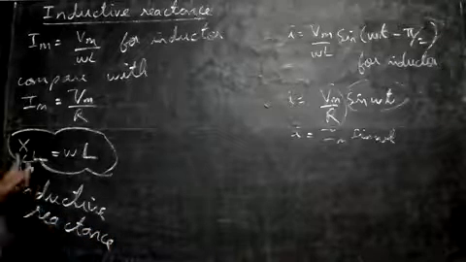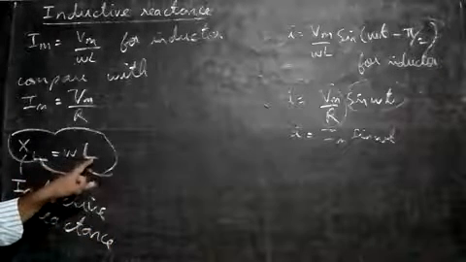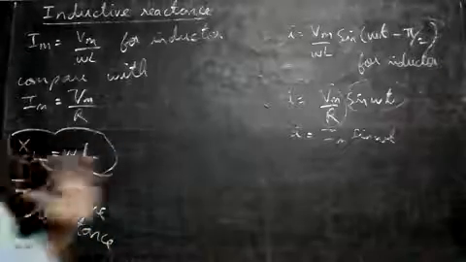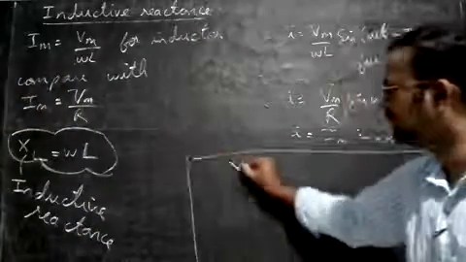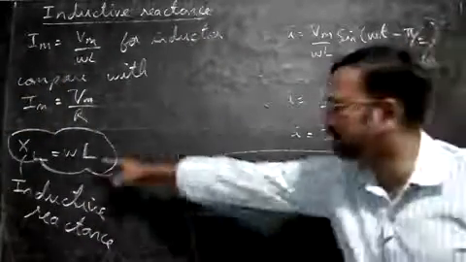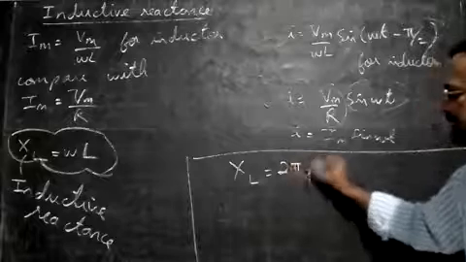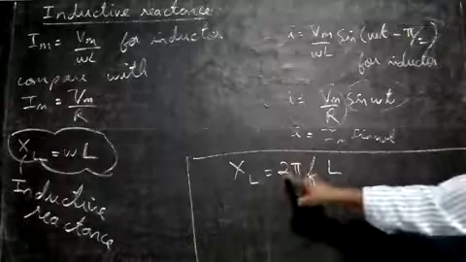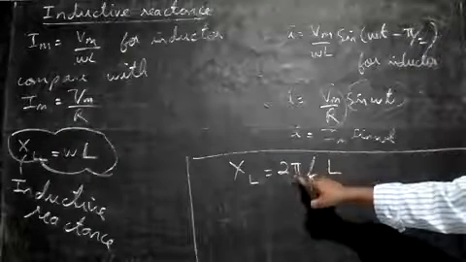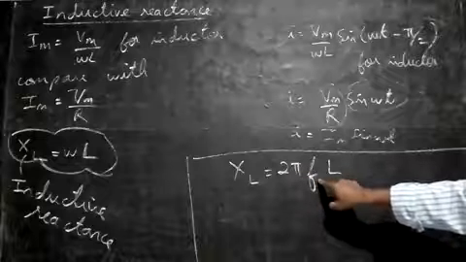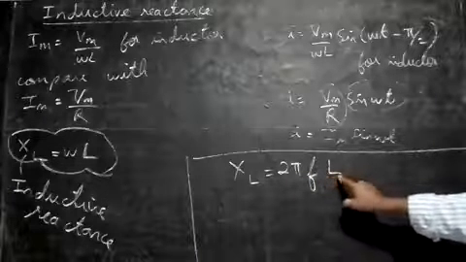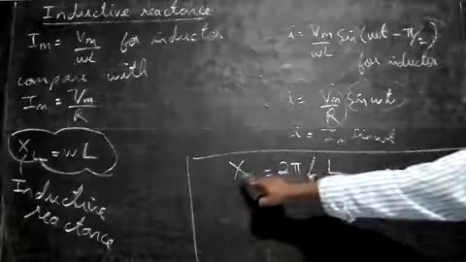So inductive reactance is equal to omega into L, where omega is equal to 2 pi nu. Let me write that also. So XL is equal to, instead of omega, 2 pi f, the frequency, into L. Here 2 is a number, pi is 3.14 or 22 by 7, f is the frequency, and L is the inductance. So if we get this quantity, we can find this one.